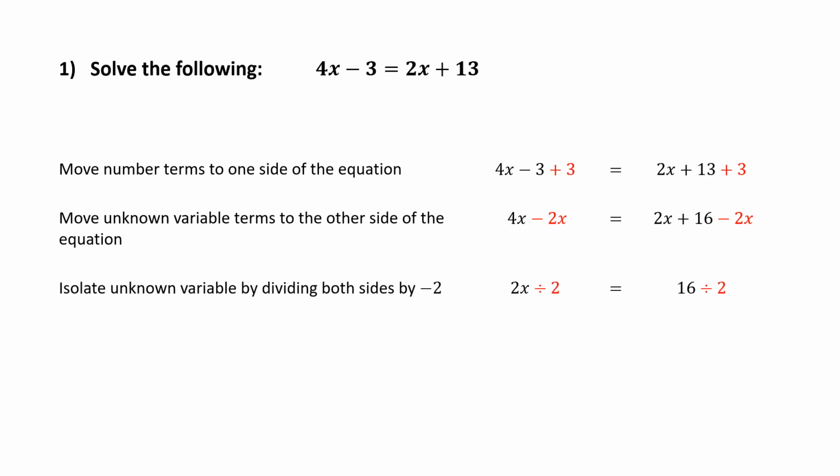So now we have 2x equals 16. So I'm going to need to divide both sides by 2 to get x by itself. So when I do this, I'm going to have x is equal to 16 divided by 2. So x is equal to 8. And if you're unsure, you can plug this back in to check that it works.